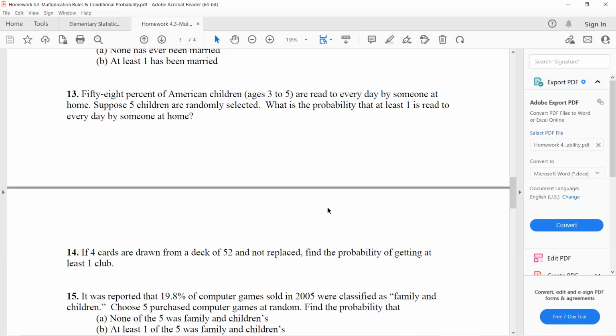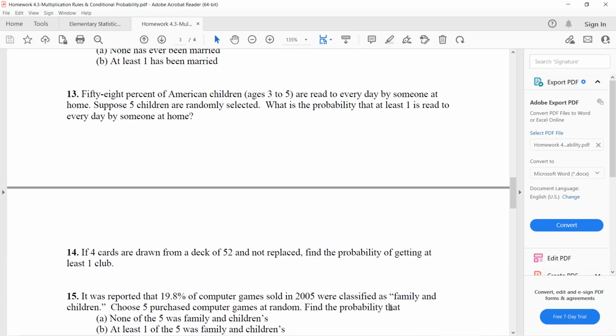58% of American children are read to every day by someone at home. Okay, so we're choosing 5 of those kids, all right? And it doesn't say that they're from the same household. It just says we're choosing 5. So when you're doing at least, one of the most common ways to work with at least is to use the complement when you have at least one.